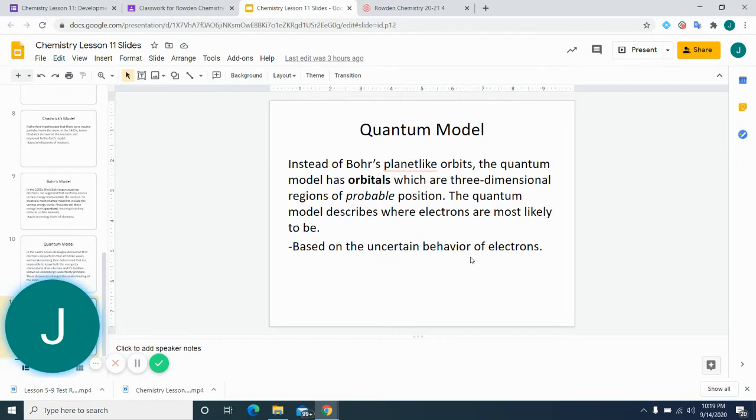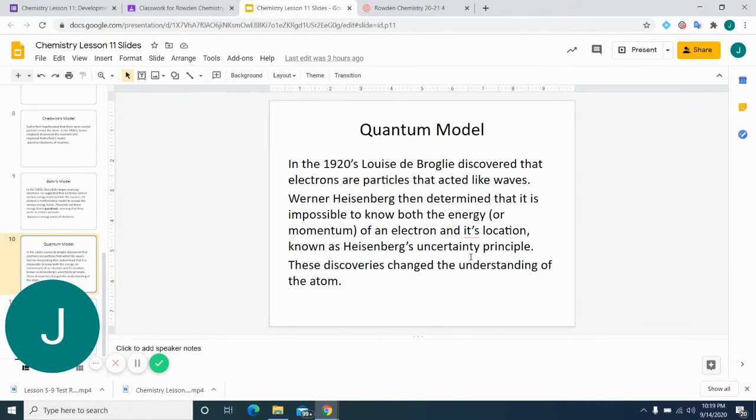And then the last model, the quantum model, I had these guys together because their two discoveries, when combined, are what we did to upgrade the Bohr's model. So first we have de Broglie, who came up with this idea called de Broglie wavelengths, and this is the idea that electrons are particles that actually act like waves. So they're not just little dots floating; they actually behave like waves.